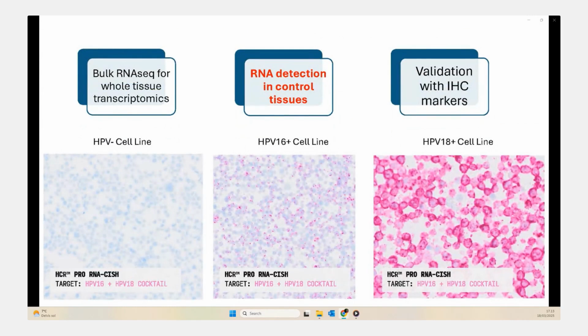And RNA detection in control tissues is another way to show if your probe is binding to a target of interest. However, it's not always easy or even possible to find positive and negative control tissues for every RNA target that you're trying to detect.